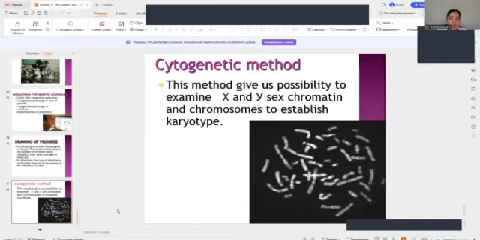Next method is the cytogenetic method. This method gives us the possibility to examine X and Y sex chromatin and chromosomes to establish the karyotype. With the cytogenetic method, we identify chromosomal diseases like Down syndrome, Patau syndrome, Edwards syndrome, Cri-du-chat syndrome, Turner or Klinefelter syndrome.